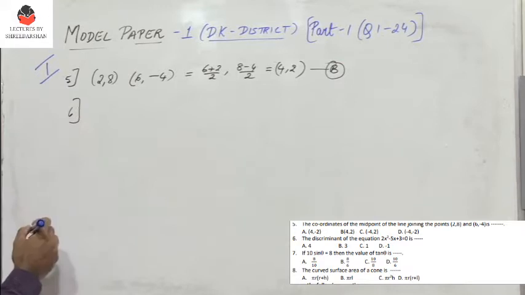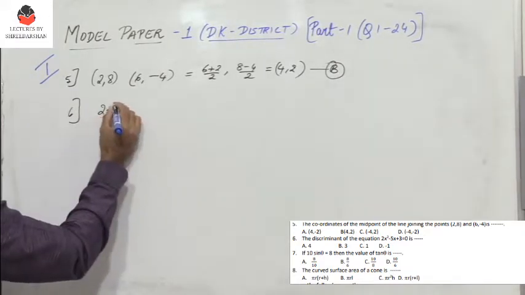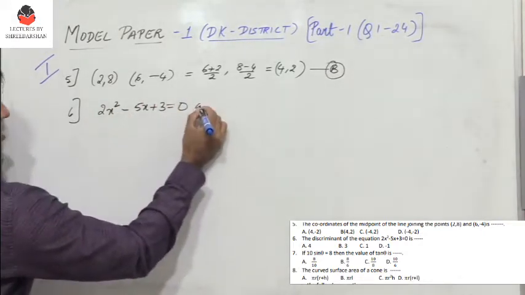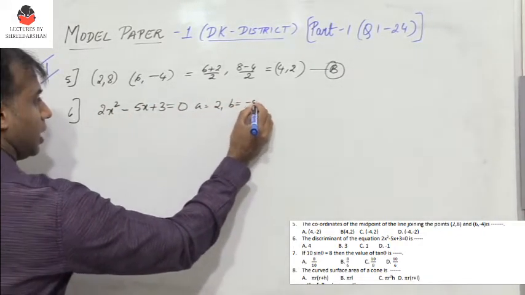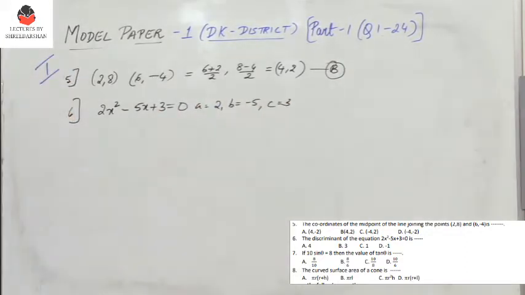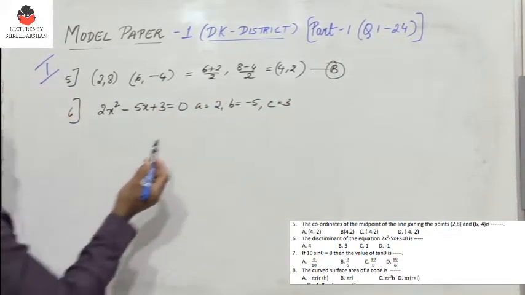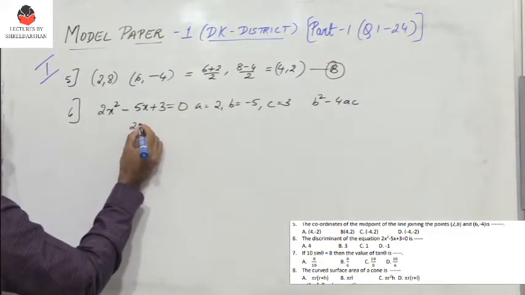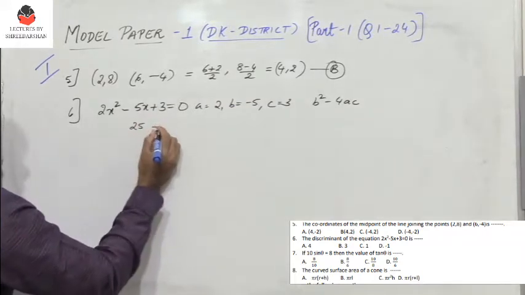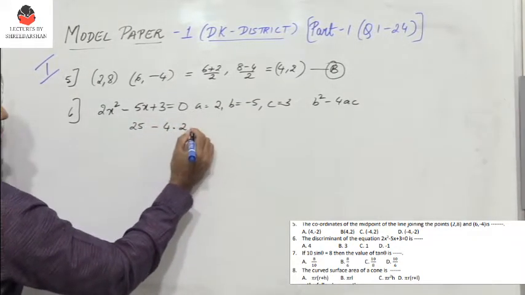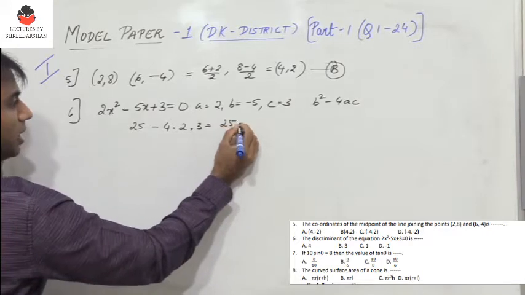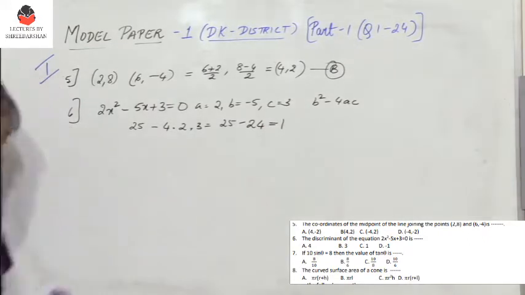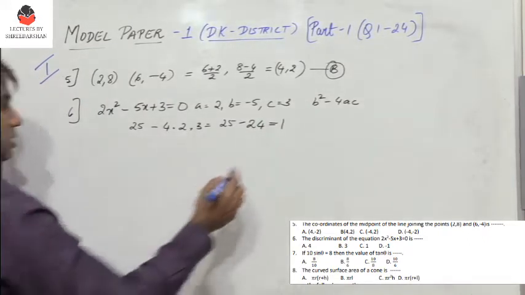Sixth one. Find the discriminant of 2x square minus 5x plus 3 equals 0. Now what is a? a is 2, b is minus 5 and c equals 3. Now what is the discriminant? Discriminant is b square minus 4ac. So b square is minus 5 square which is 25, minus 4 into a is 2 into c is 3, which is 25 minus 8 into 3 equals 24, which is 1. So the option is C.